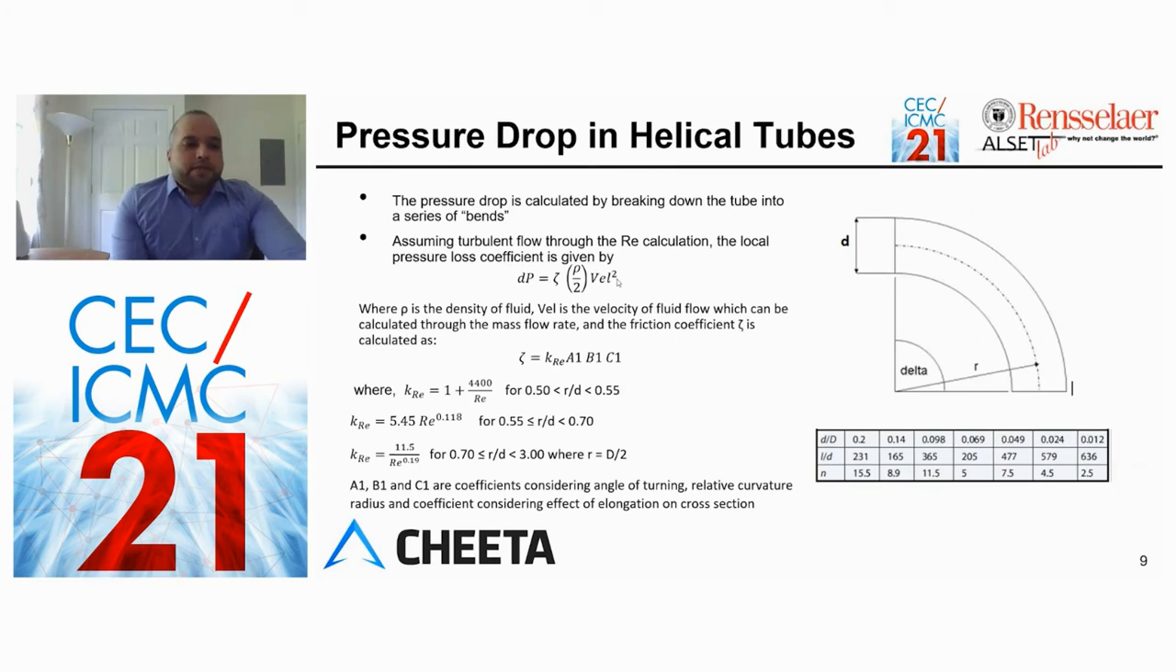As explained previously, this method improves the heat transfer but also increases the pressure drop. Pressure drop is calculated by breaking the tube into a series of bends. The local pressure drop coefficient is a function of friction coefficient zeta, the velocity of the fluid, and the density of the fluid. Zeta is a function of the geometry of the tube, which gives three distinct ranges for the coefficient K sub Re, and A1, B1, and C1, which respectively are the coefficients considering the angle of turning, the radius of curvature, and the effect of elongation on the curvature of the cross-section.